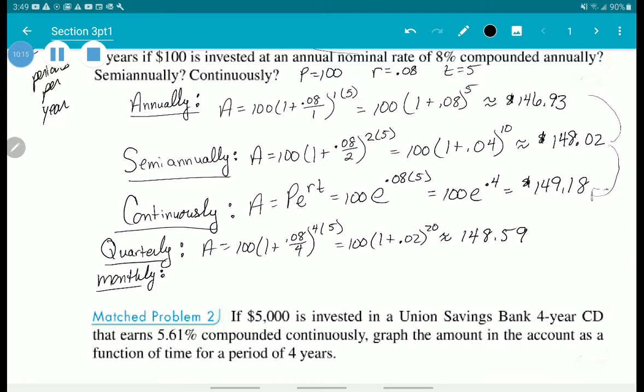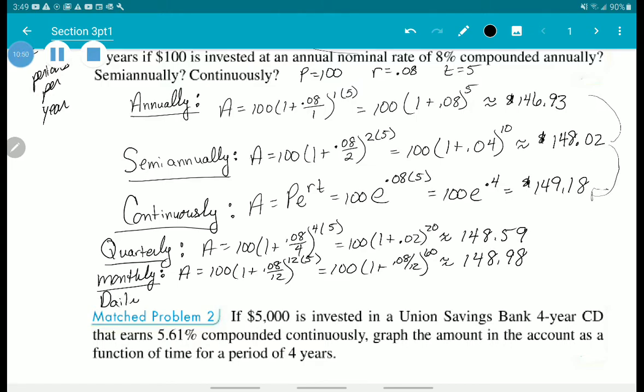Monthly. Monthly is 12 times a year. Now, 0.08 divided by 12 is not going to reduce very nicely, so I'm just going to leave it like that. But I can still reduce that exponent. I've got 148.98. And then just for fun, let's do daily. There are 365 days in a year.